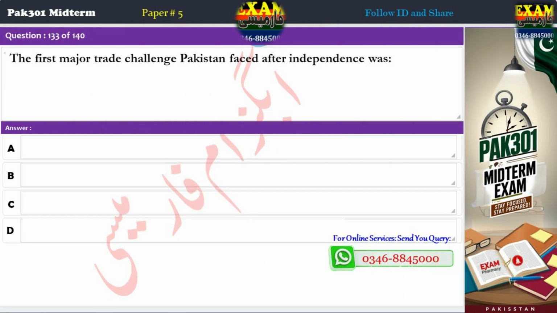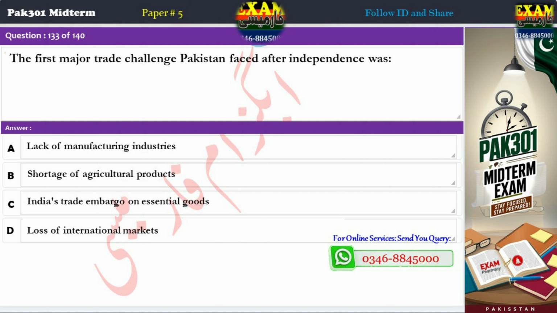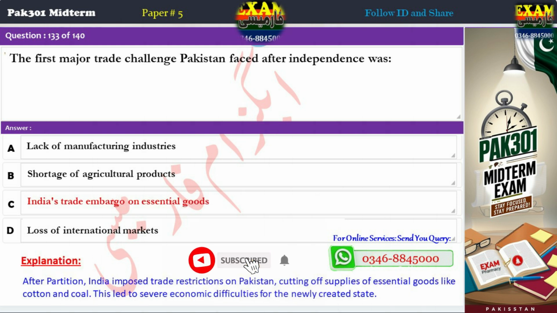Question 133. The first major trade challenge Pakistan faced after independence was: A. Lack of manufacturing industries. B. Shortage of agricultural products. C. India's trade embargo on essential goods. D. Loss of international markets. Correct answer. C. India's trade embargo on essential goods. Explanation. After partition, India imposed trade restrictions on Pakistan, cutting off supplies of essential goods like cotton and coal. This led to severe economic difficulties for the newly created state.